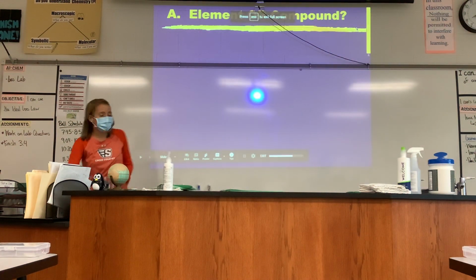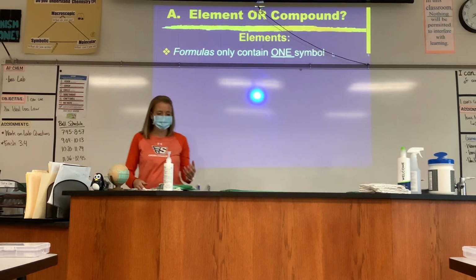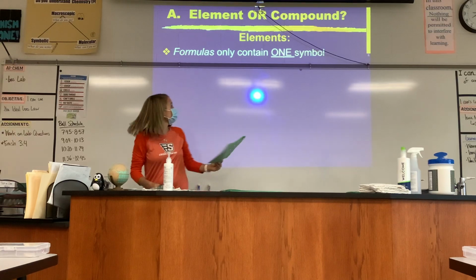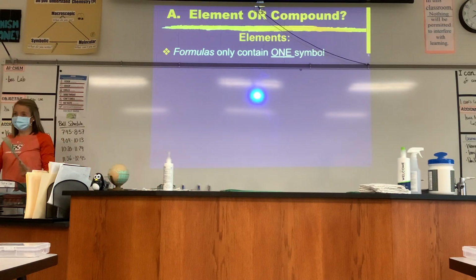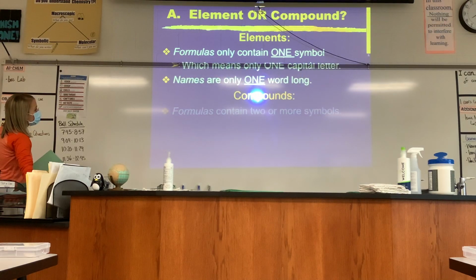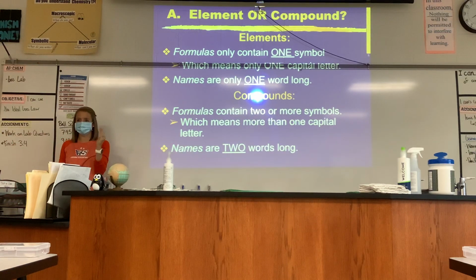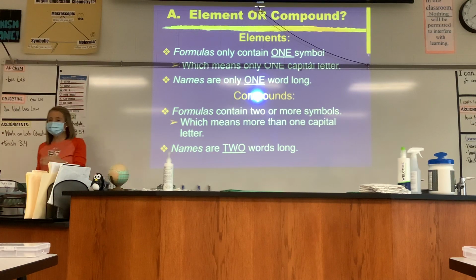Okay, so some general things that we'll see as we talk about nomenclature. First off, we've talked about this before, but an element is only a single symbol. So when I call something an element, it's just Na, or it's just oxygen. On the other side, if it's a compound, that means you're going to have more than one symbol, which means there is more than one capital letter.